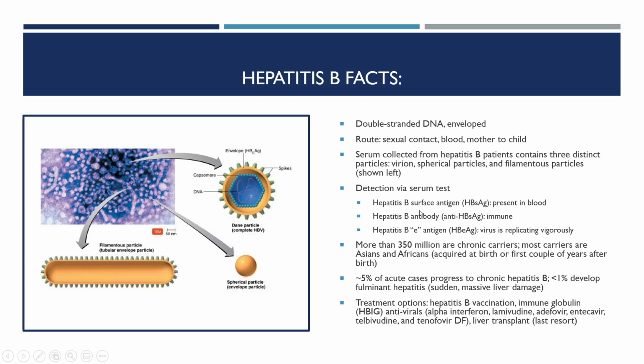There are more than 350 million chronic carriers of hepatitis B worldwide. Most carriers are of Asian or African descent, which they acquire at birth or in the first couple of years of life. 5% of acute cases progress to chronic hepatitis B. Less than 1% develop fulminant, or sudden onset, hepatitis, which leads to sudden massive liver damage.